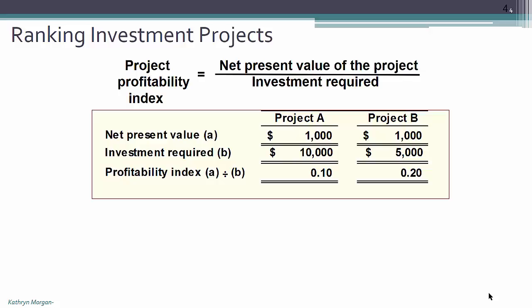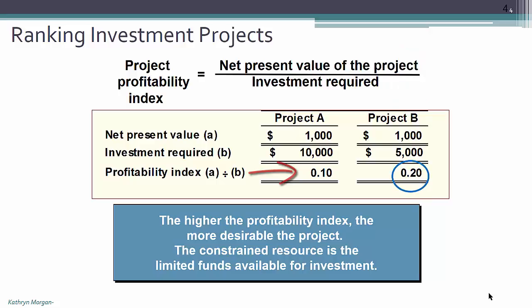First, the profitability indexes for investments A and B are 0.1 and 0.2 respectively. The higher the profitability index, the more desirable the project. Therefore, the investment in B is more desirable than the investment in A. Another way to think about it is that the net present value of Project B is 20 cents per dollar invested. In this type of situation, the constrained resource facing management is the limited funds available for investment, and the profitability index is similar to the contribution margin per unit of the constrained resource.